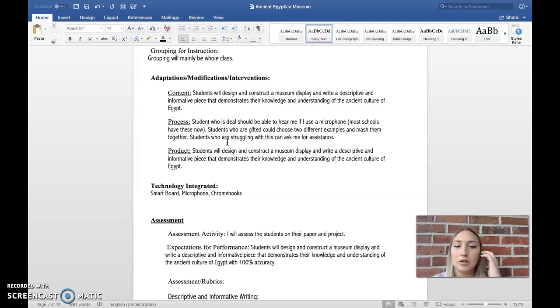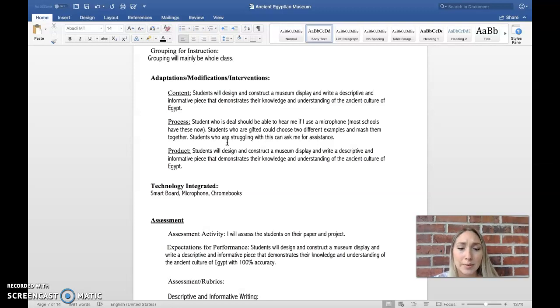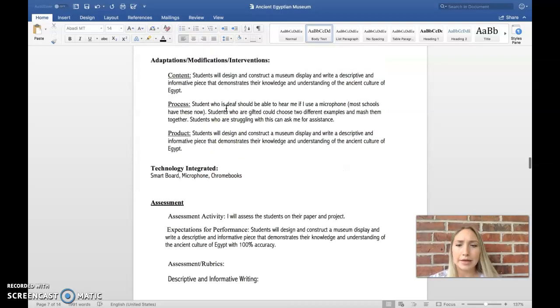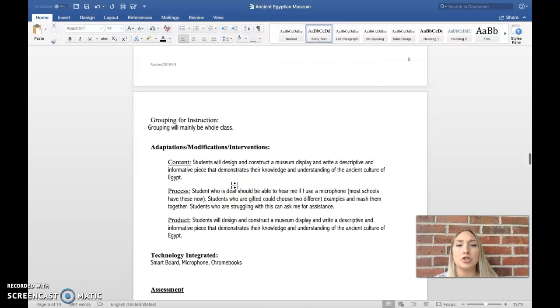Then students who are struggling with this can ask me for assistance. And also if I don't think that a student could write the full page paper, I would cut it down. And if they need help with resources for making the exhibit or project, then I will obviously help them out with that too. And then the technology integrated was a smartboard, microphone, Chromebooks. I didn't read this, but up here during independent practice, they'll be doing their research on Chromebooks.